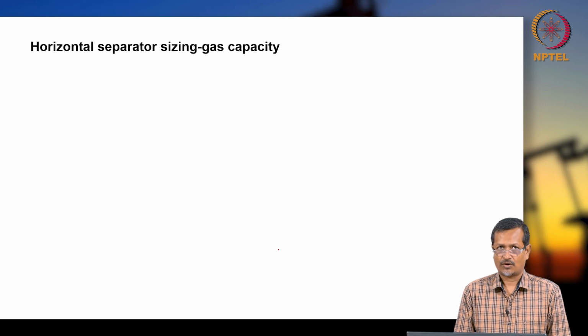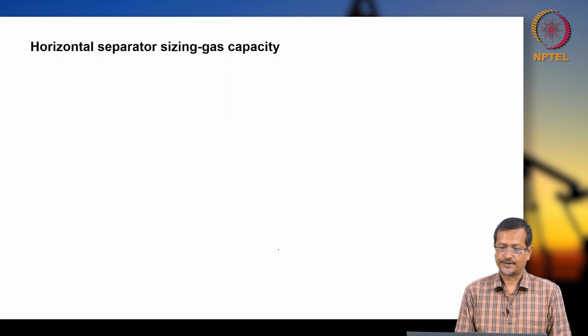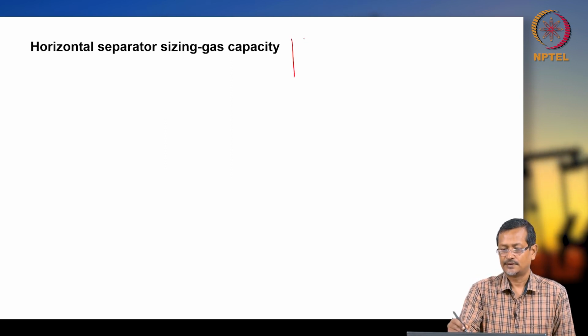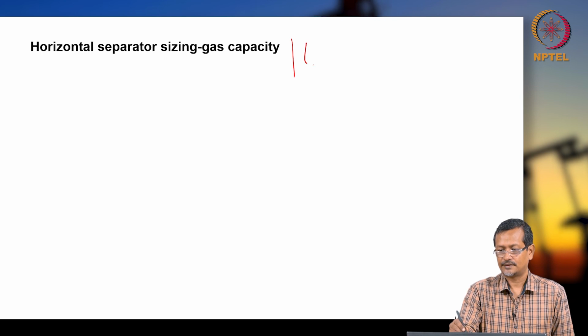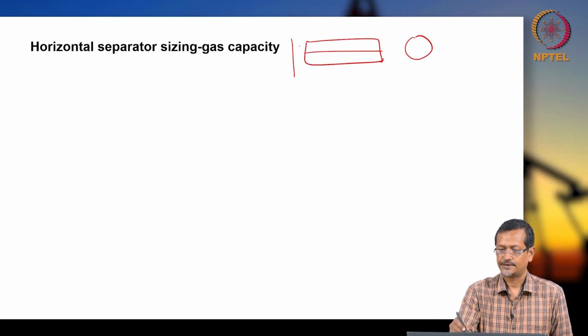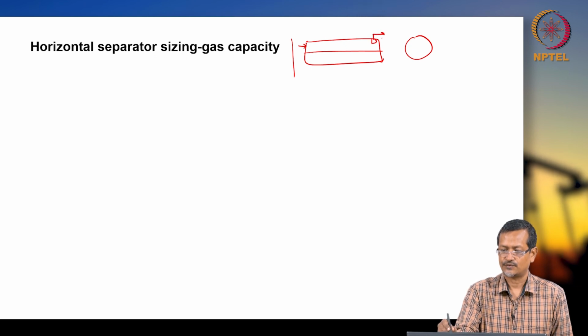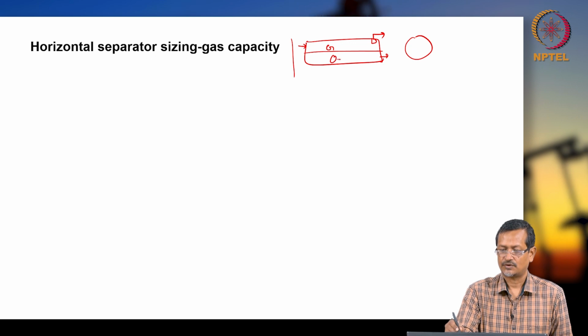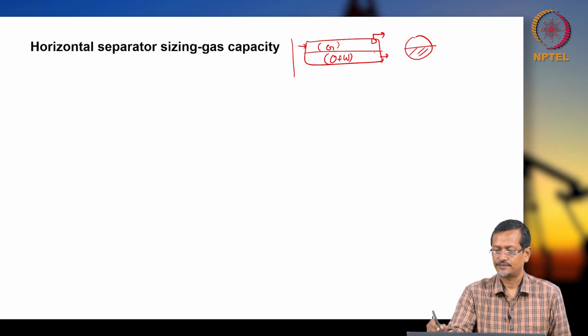So we'll start horizontal separator sizing. How to size it? Initially, we'll assume your separator is 50% filled. This is the separator inlet, this is the gas outlet, this is the liquid outlet. And gas, oil plus water, and you are using 50% filled.